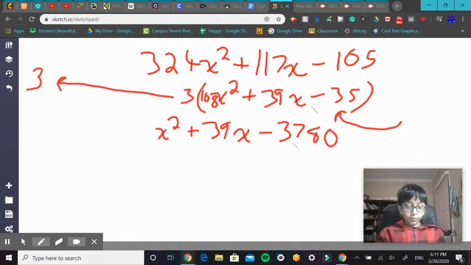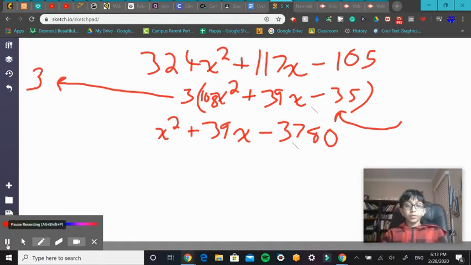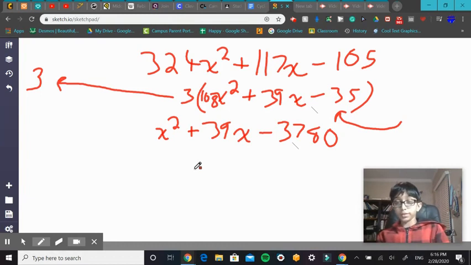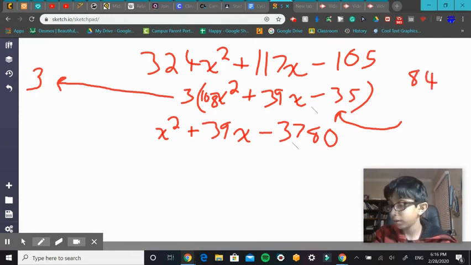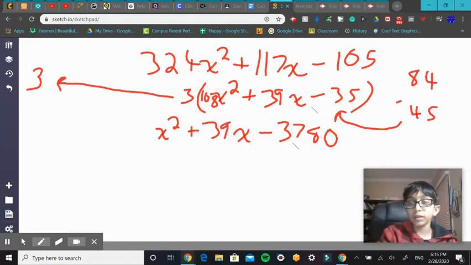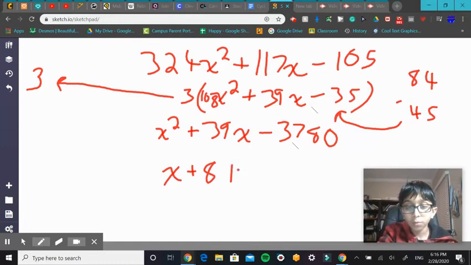So I'm going to edit this part out, but it's time for me to figure out what factors can make 39. Okay, I just spent so long doing that. But I figured out that the two factors are 84 and 45. 84 minus 45 is 39, and 84 times negative 45 is 3780. So finally we can factor that, and hopefully you won't have to do something as long as factoring that.